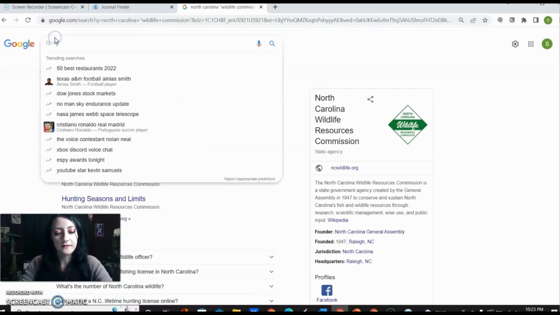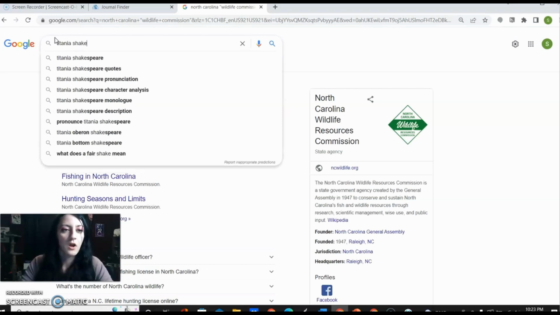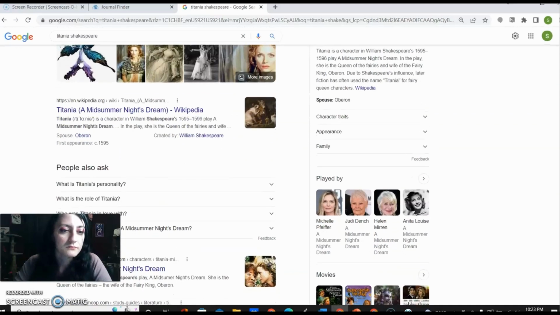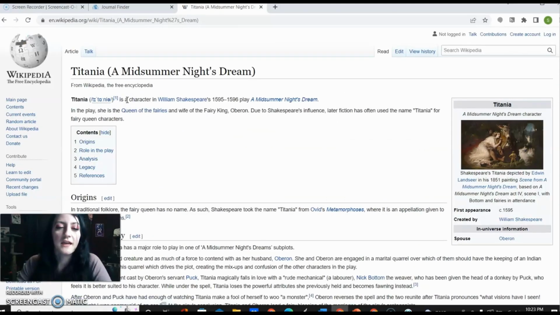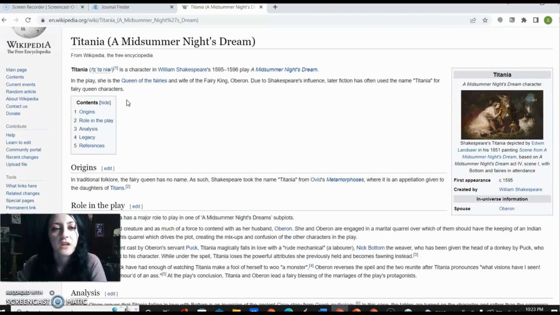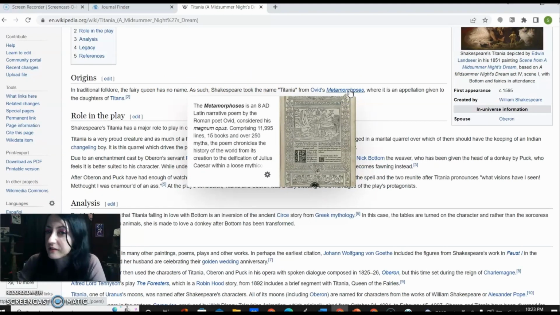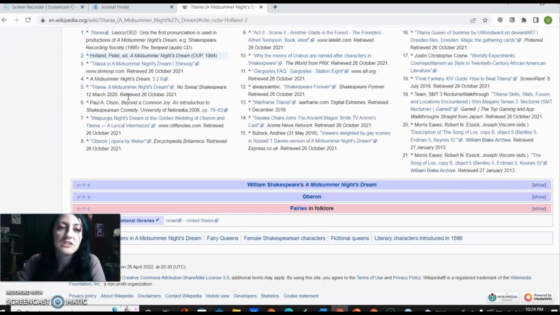Some other things to keep in mind. We talked about Wikipedia. Say I'm looking up Titania from Shakespeare's Midsummer Night's Dream. This is why I said Wikipedia can sometimes be good. I can read this stuff, and then I can click on a citation that is going to link me to another source. If I hit that, it'll take me to that source.